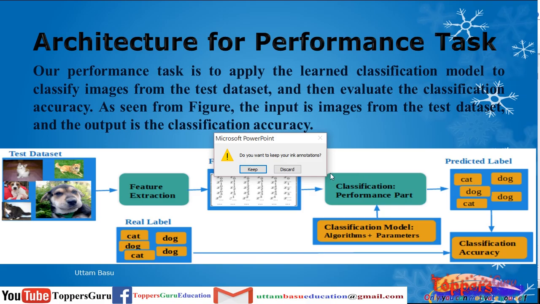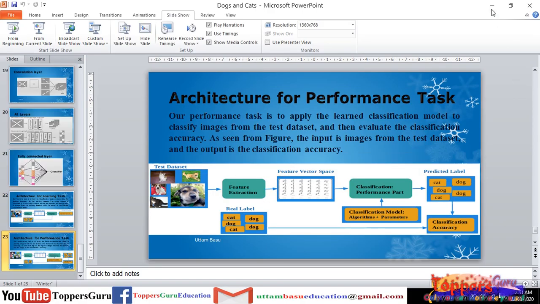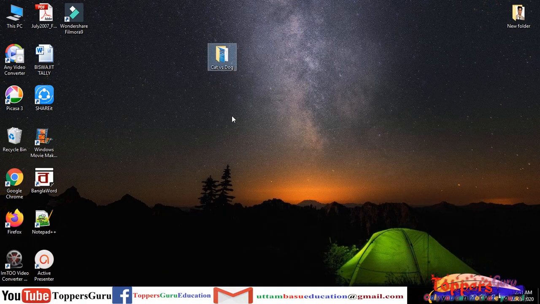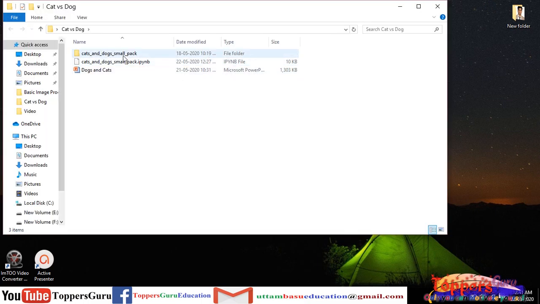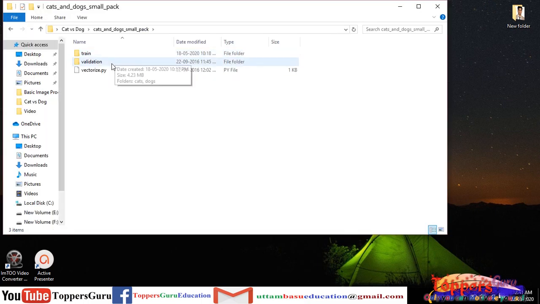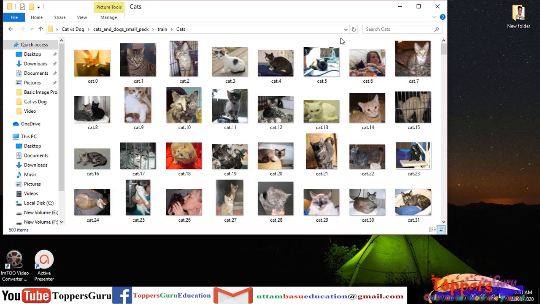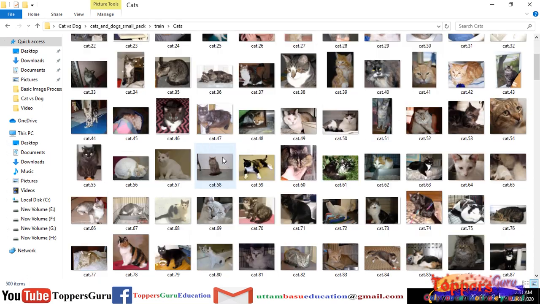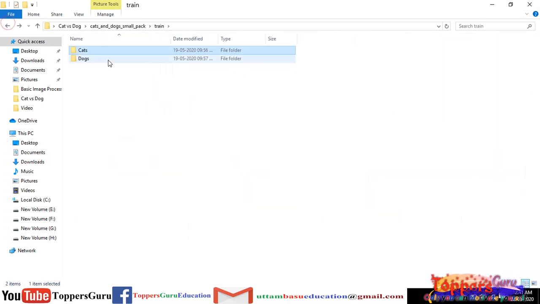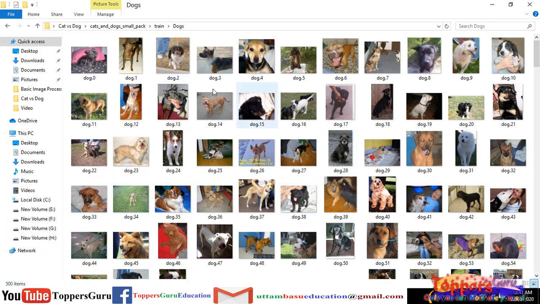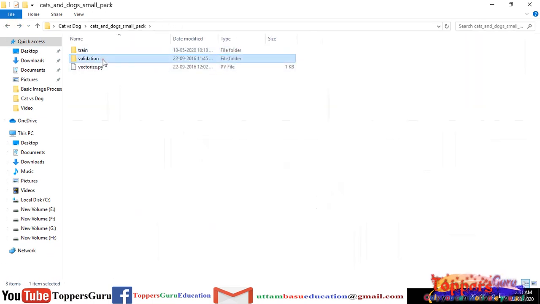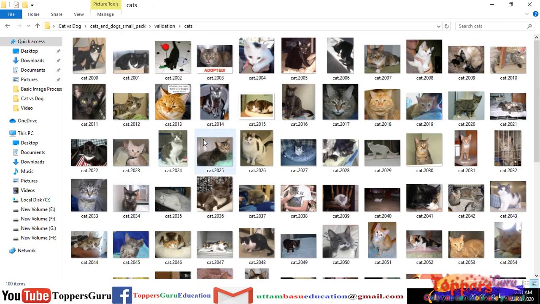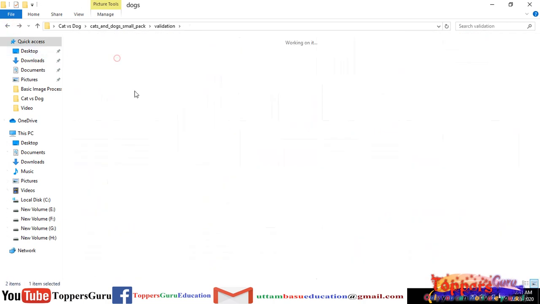Now we will go to the practical part. See how image classification is done. As I said, there are two folders. The first one is for train and the second one is for validation, that is test. In train I have 500, see here, 500 cats and 500 dogs. In the validation part I have 100 cats and 100 dogs.